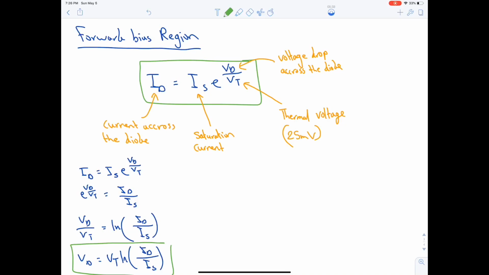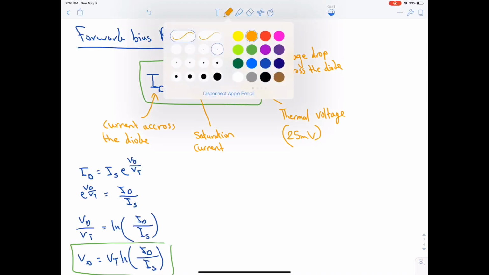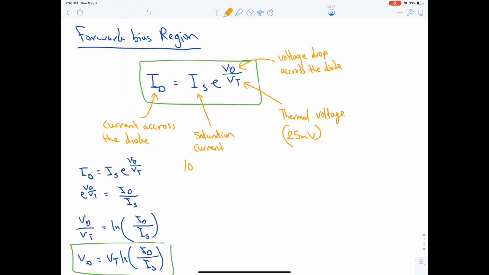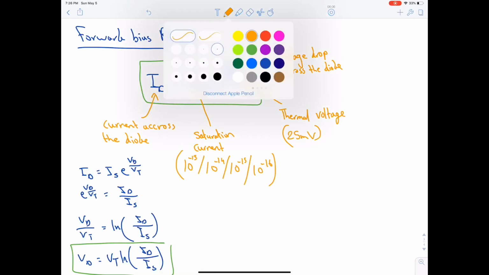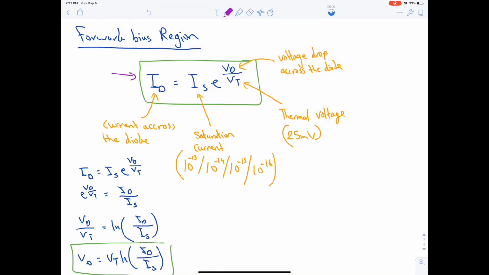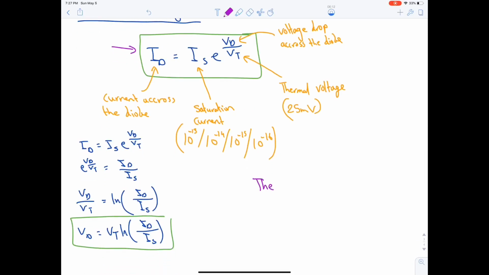There's a way to know if our answer for the saturation current is correct or incorrect, through its power. The saturation current is usually very small. Its range is generally from 10 to the minus 13, minus 14, minus 15, or minus 16. If it's in this range, then it's correct. This equation is used to find the requirements for only one diode. Okay, I will explain this further later on.